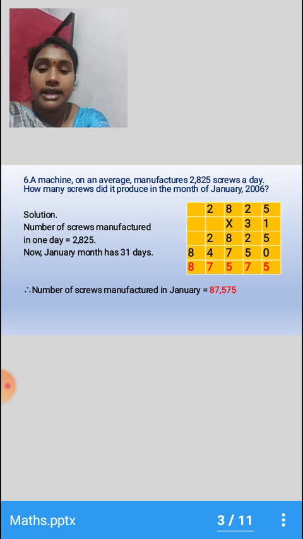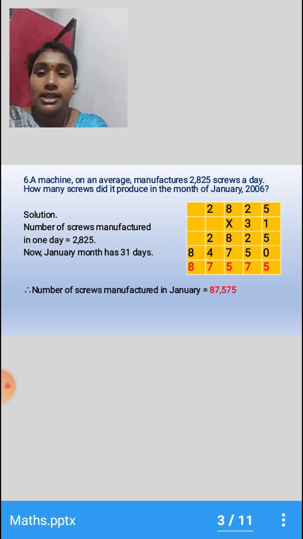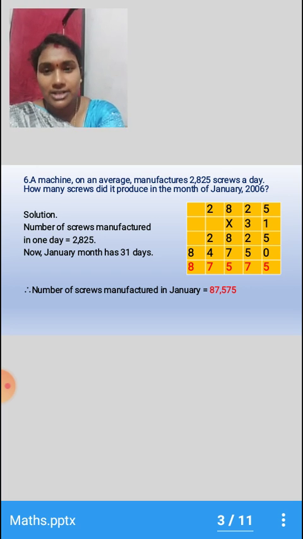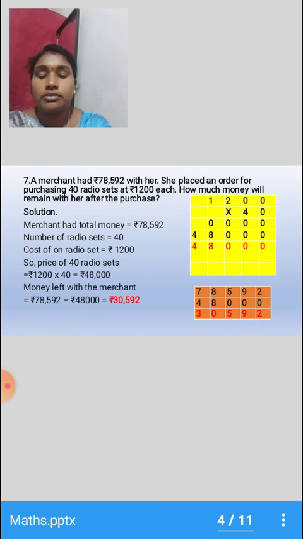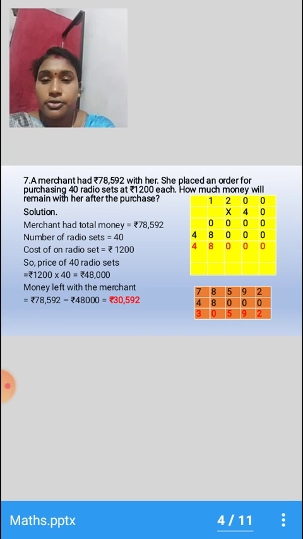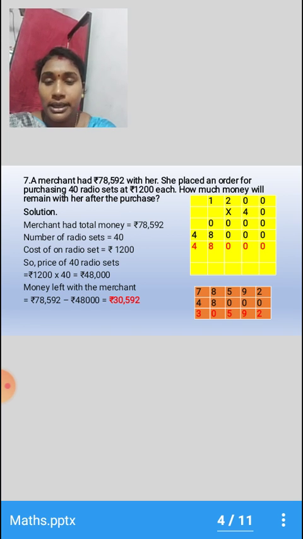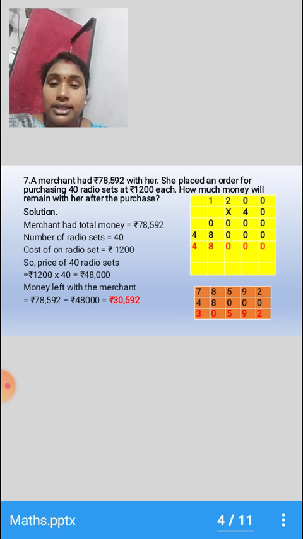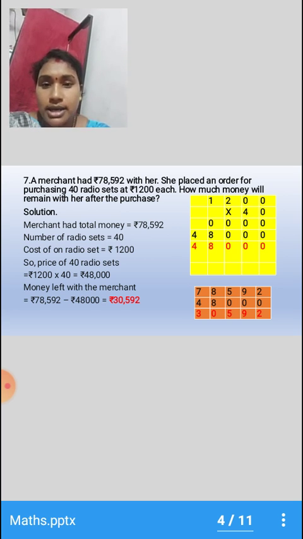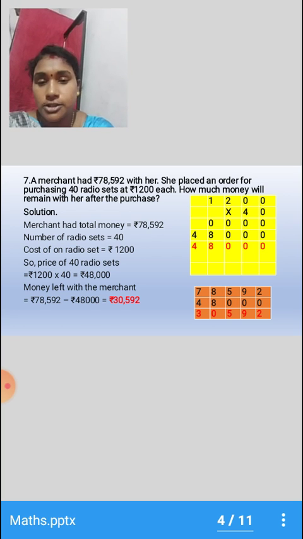So the number of screws manufactured in January is 87,575. Okay, so we move on to the next sum. A merchant had 78,592 rupees with her. She placed an order for purchasing 40 radio sets at 1,200 each. How much money will remain with her after the purchase?